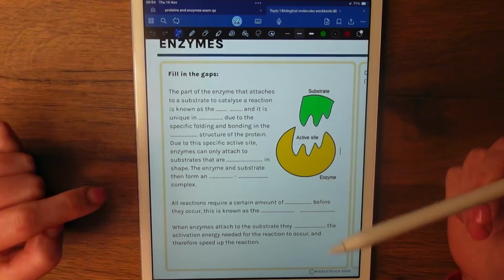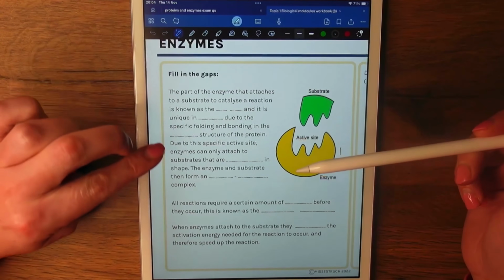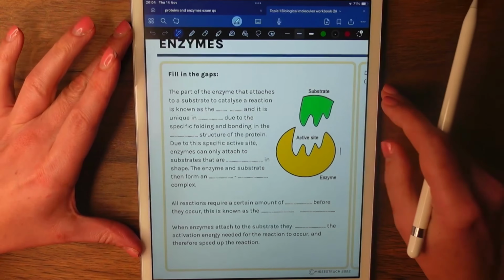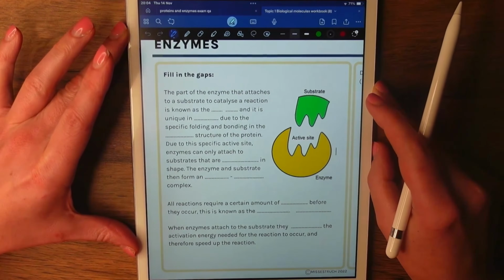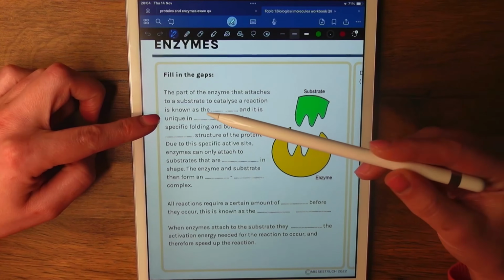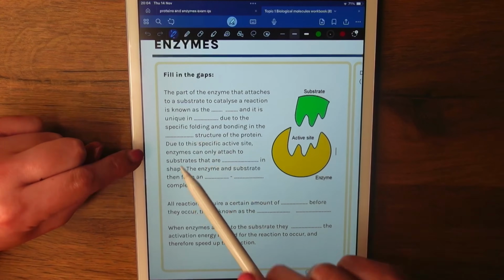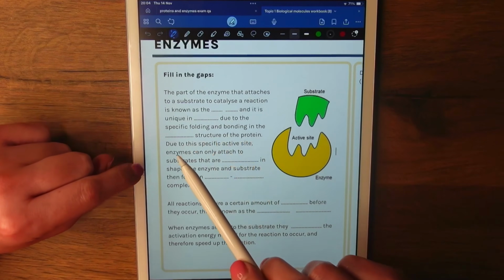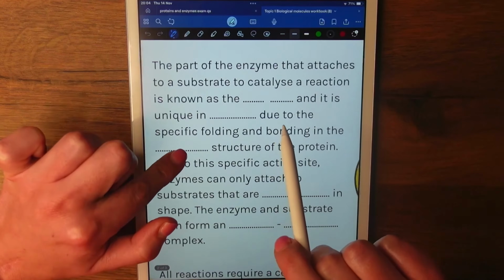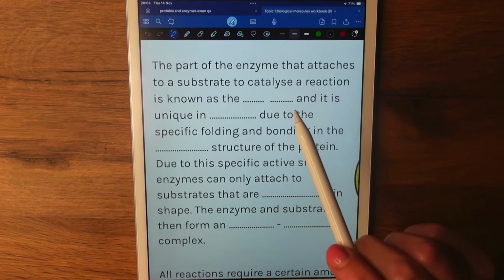We've got fill in the gaps here linked to enzymes. This is A-level biology, but some of these, even if you're watching and doing GCSEs, you may well be able to answer. So the part of the enzyme that attaches to a substrate to catalyze a reaction is known as the something, and it's unique in something due to the specific folding and bonding in the something structure of the protein. Let's go for this gap first of all. The part of the enzyme that attaches to a substrate to catalyze a reaction is known as the something.